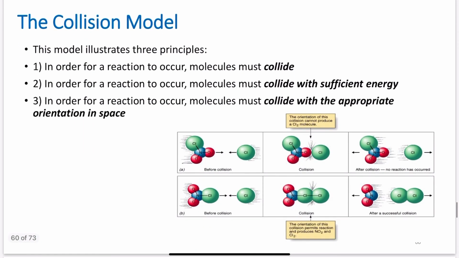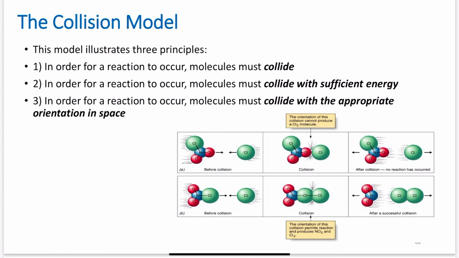The collision model illustrates three principles. In order for a reaction to occur, the molecules must, in fact, collide. They must collide with sufficient energy. They can't just come along and go pop, and nothing's going to happen. But they can't come along with so much force that they destroy each other either. They have to have the right amount of energy for the reaction to occur. They also must collide with the appropriate orientation in space. If they don't collide, they're never going to come together, and nothing's going to happen. They must have enough energy when they collide, but they must also have the appropriate orientation.